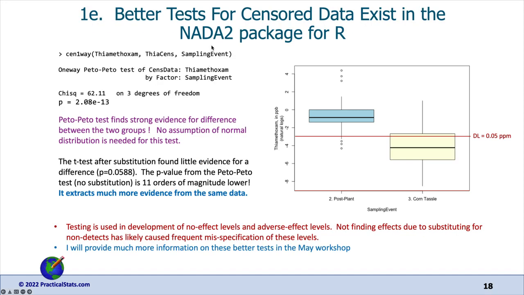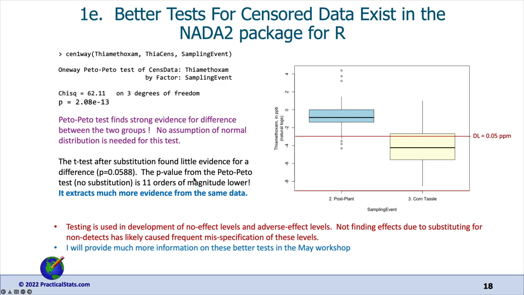So out of the NADA package for R is another method, the command is called cenoneway. The test is called the Peto-Peto test, one of those tests that's been around, I think, since the 1970s for censored data. It can compare two groups just like this. Its p-value is 2 × 10 to the minus 13. So there's 13 zeros strung out before we hit the 2. That is 11 orders of magnitude lower than the p-value for the t-test after substitution.